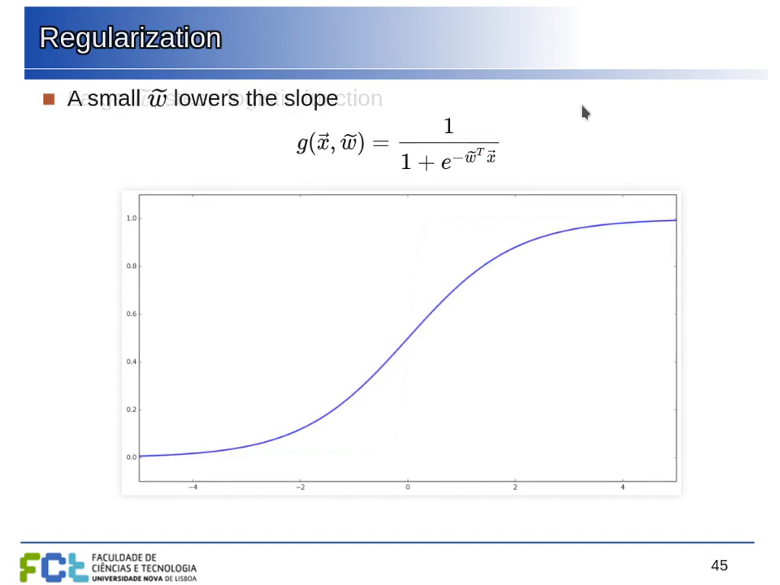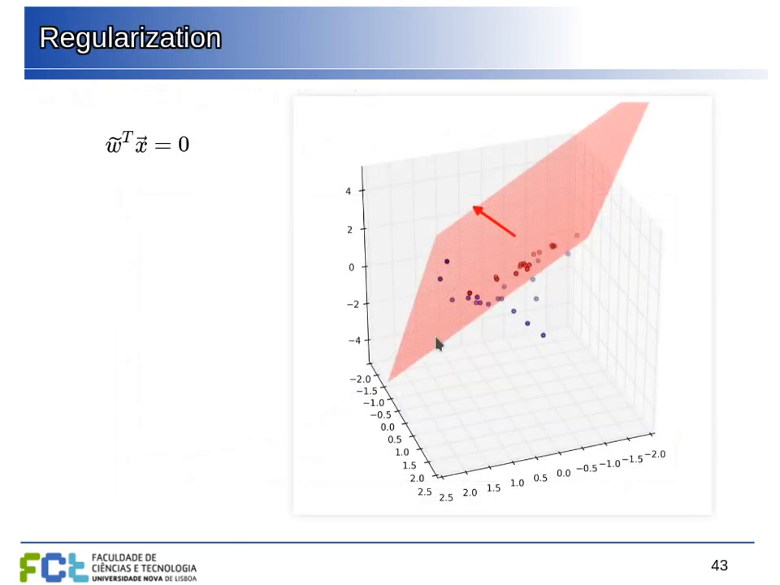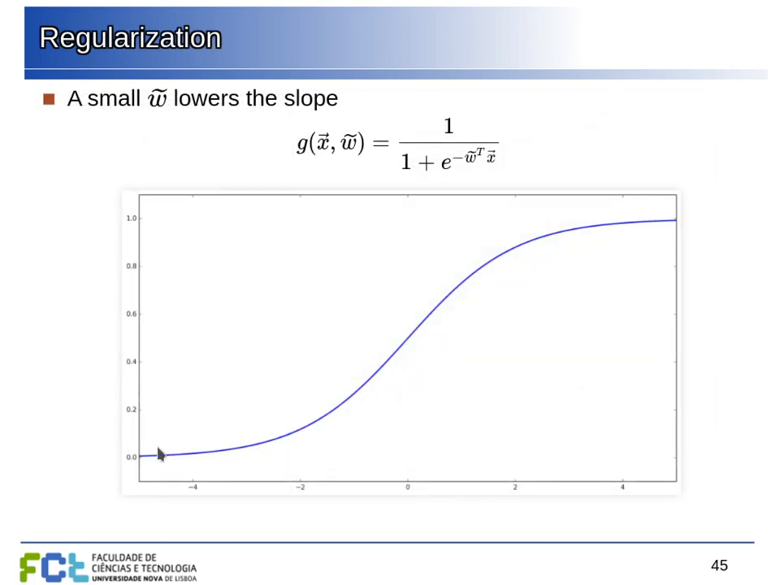If we lower the values of W, so if W becomes smaller, then the slope becomes smaller, because now we need to change X by a larger factor in order to go from 0 to close to 1 on the logistic function. So the idea here is that if we decrease the size of this vector, even though the discriminant could be in the same position, we are decreasing the slope of the logistic function, so making it span a larger interval going from 0 to 1.